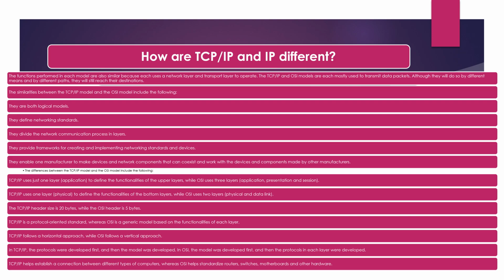TCP/IP follows a horizontal approach, while OSI follows a vertical approach. In TCP/IP, the protocols were developed first and then the model was developed. In OSI, the model was developed first and then the protocols in each layer were developed. TCP/IP helps establish a connection between different types of computers, whereas OSI helps standardize routers, switches, motherboards, and other hardware.